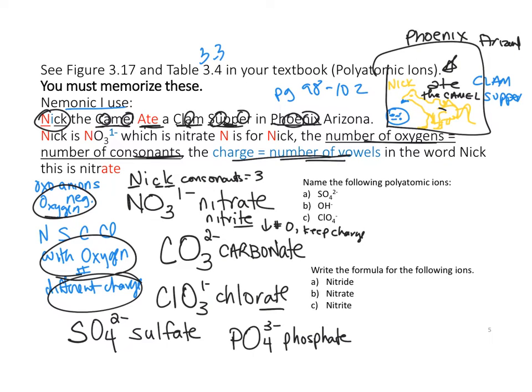Okay, so we're going to go in. What's less than 3 is 2, and we keep the charge. So NO2 1 minus is nitrite. So I always go to the 8, and then I can get the ites.